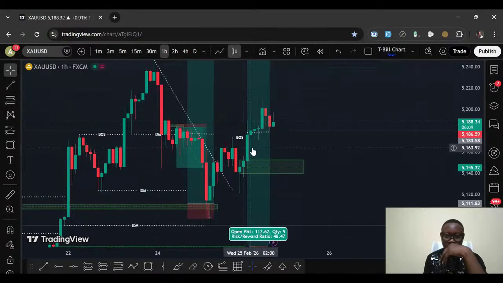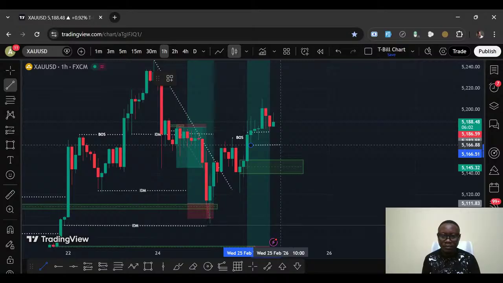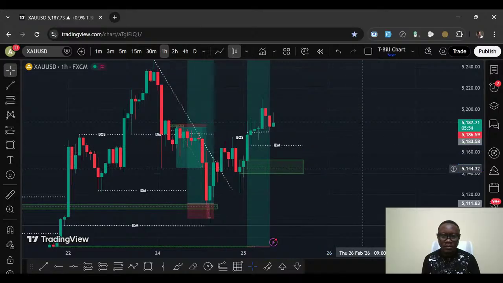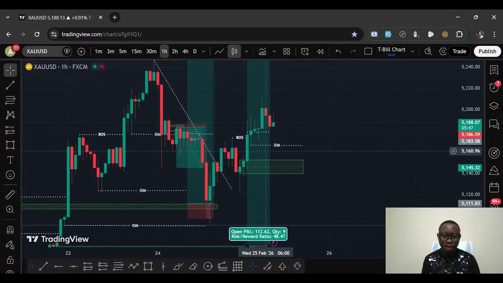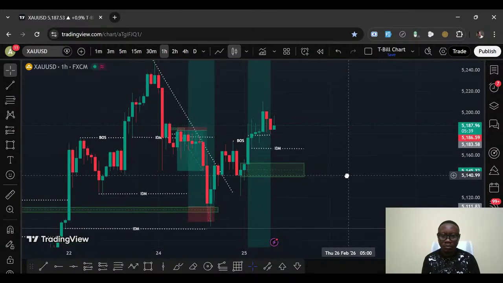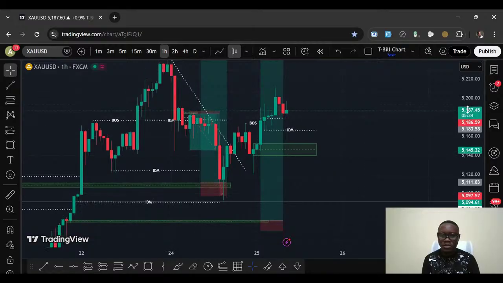Now I have this as my inducement. This is my inducement. Okay, this is my inducement, IDM. This is my break of structure. Trying to look out for other possible zones.